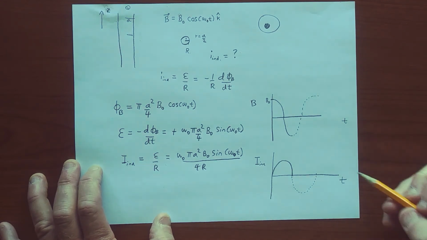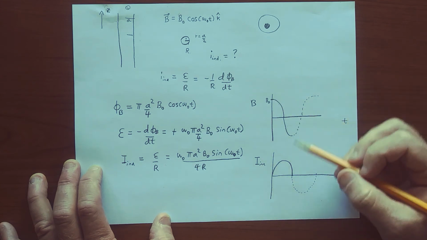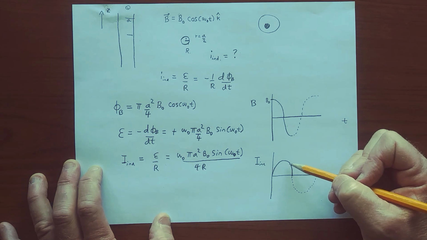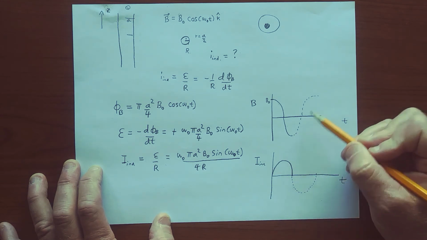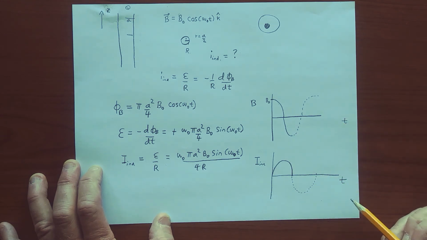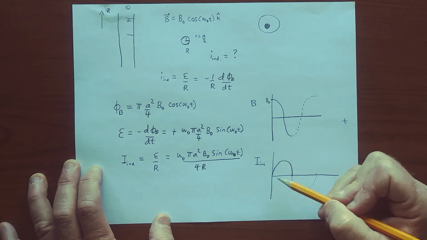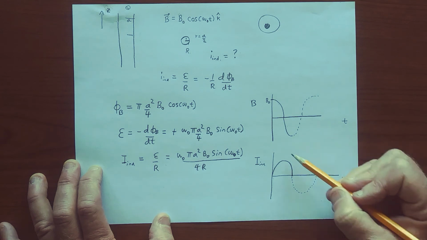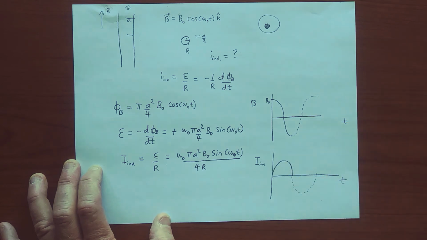Okay, so when the magnetic field decreases, the current is in one direction, but also changing in time. And then when the magnetic field is increasing, the current flips in the other direction. And that's because the induced current, which produces an induced magnetic field, is trying to counter the change in magnetic flux.